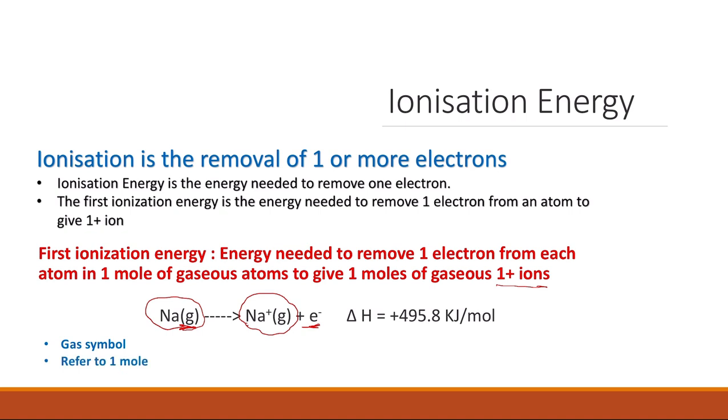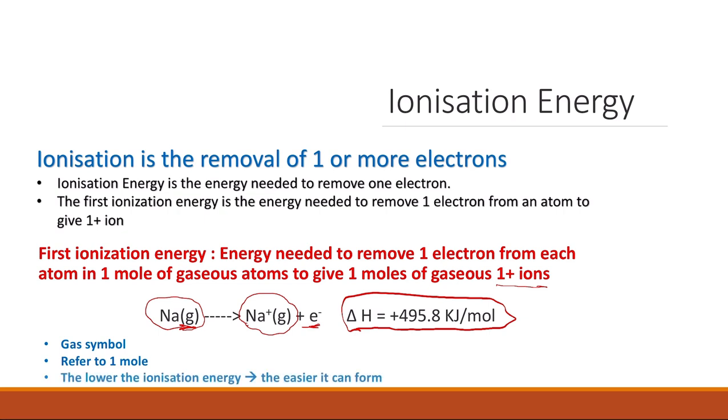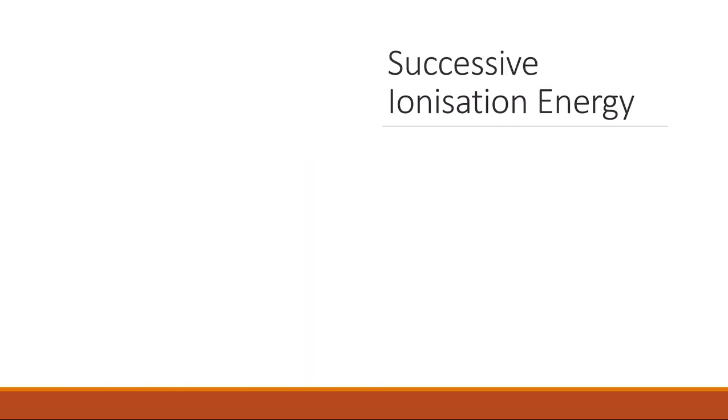As you can see here, the delta H is positive, which means this is an endothermic process. It takes energy to remove the electron. Of course, the lower the value of the ionization energy, the easier it is to remove that electron.